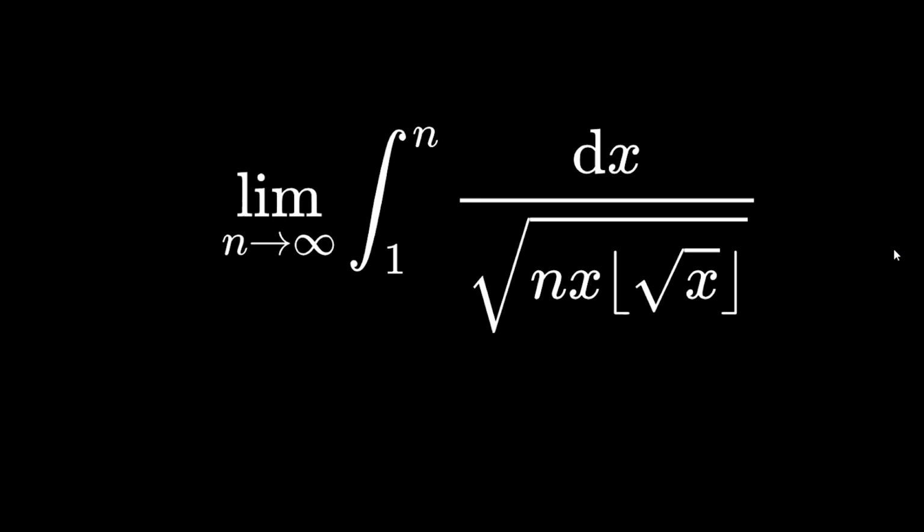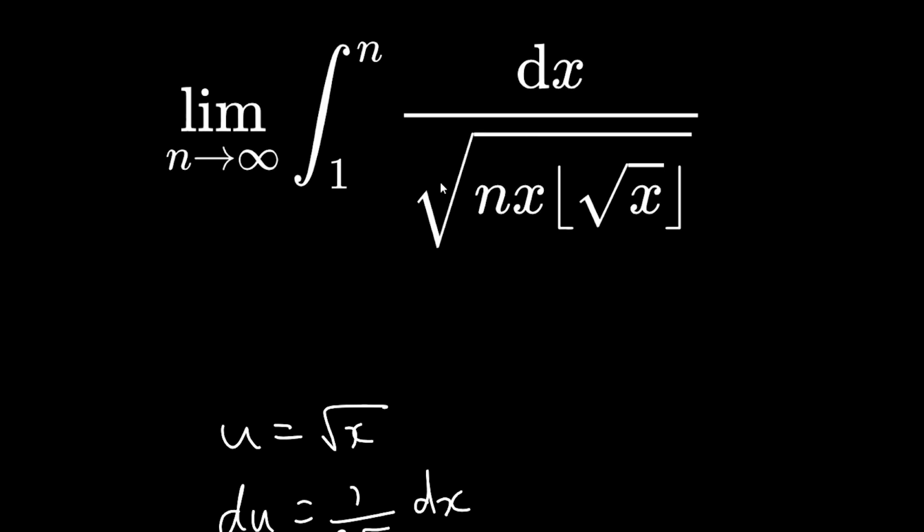The limit as n approaches infinity of the integral between 1 and n of 1 over square root n x floor square root x. So the first thing that we're going to do is substitution for square root x. The reason is that, one, we have the floor of square root x here, so doing a substitution will make that much nicer to deal with. And secondly, we already have a square root x on the denominator, and we can get rid of that if we do a substitution for it.